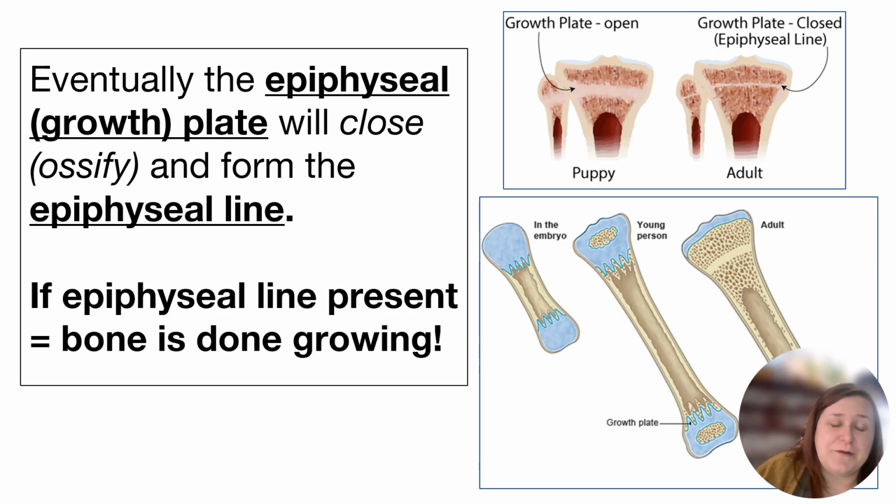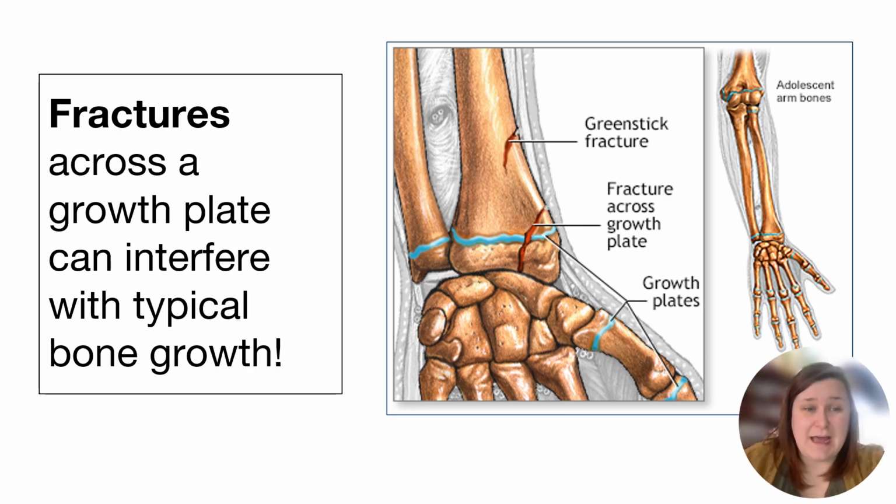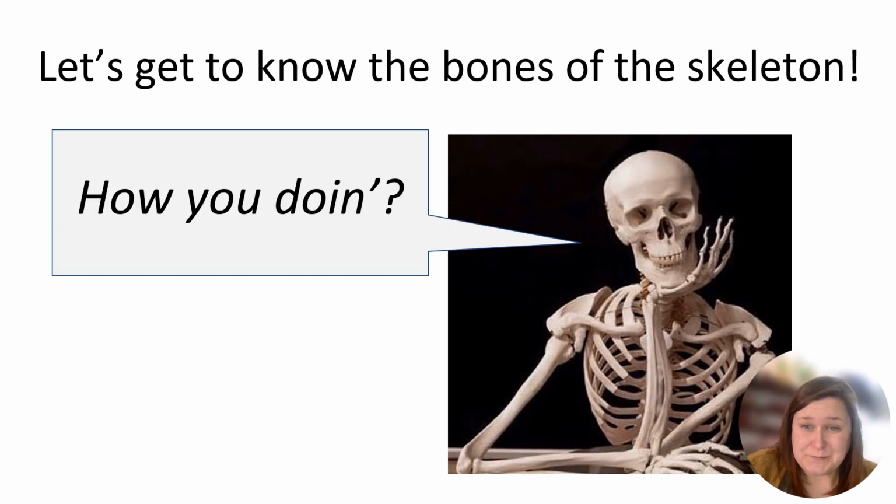So this epiphyseal line that we talked about becomes really important because when little kids break a bone, we can look at that epiphyseal line on the x-ray. We saw a few of these in lab where we saw the difference between that epiphyseal line and that epiphyseal plate. And so we can look at that and see if that bone is still growing. This is really, really important because whenever we have bone fractures, if that happens across one of those growth plates, it can interfere with regular bone growth. So that is a very big deal.